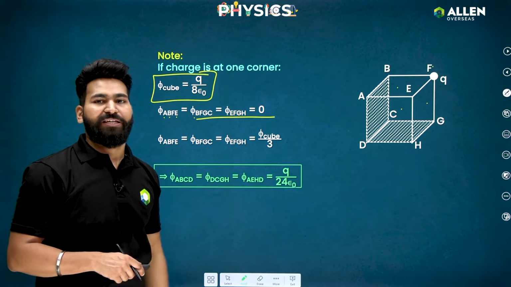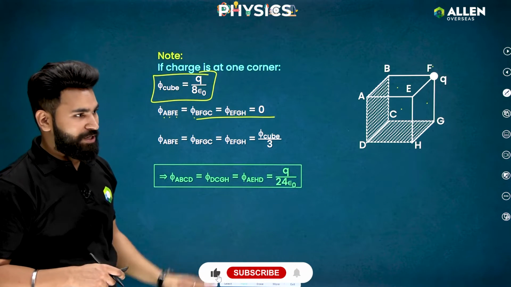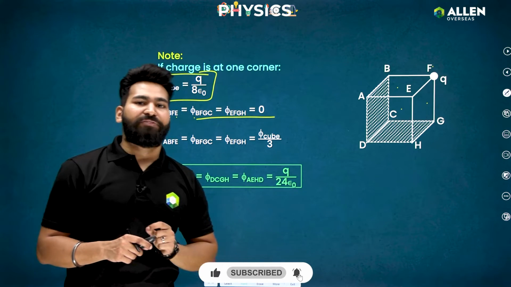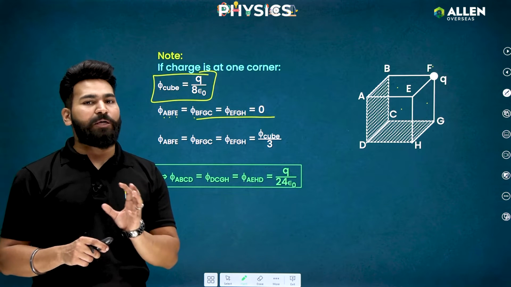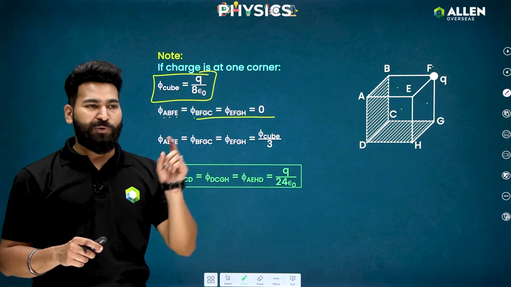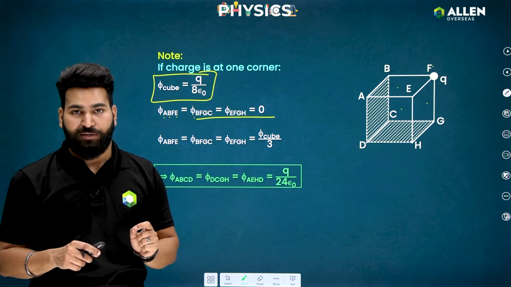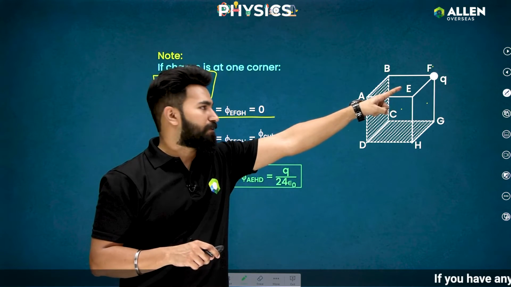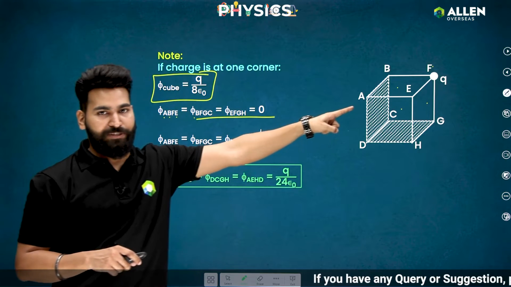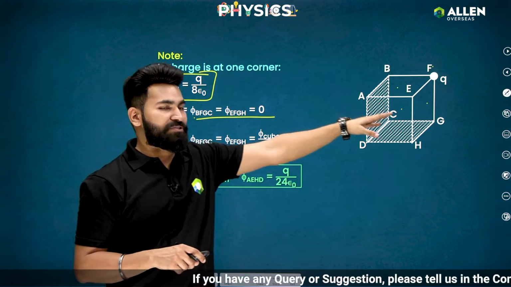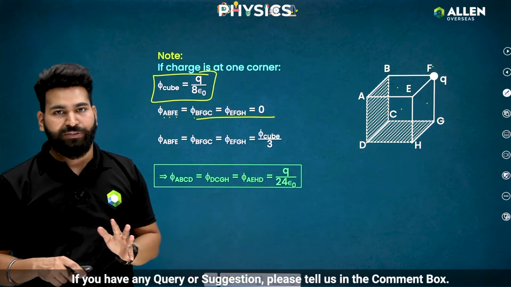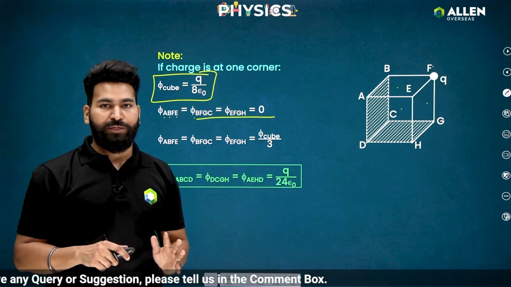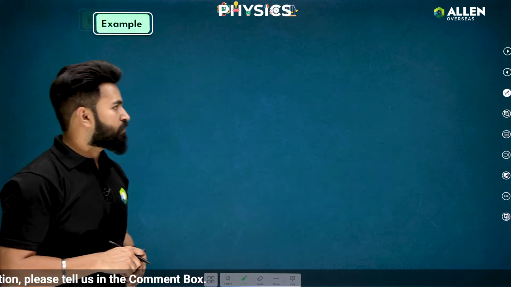So divide by 3 will be basically Q by 24 epsilon naught. You just have to take care of this thing, that the flux will be equally distributed among all the faces only and only if it is the symmetrical distribution. Just like over here, we do not have the symmetric distribution, so the flux was not equally distributed among all the faces. You can see out of 6, 3 of the faces have 0 flux linked with them, and the remaining 3 have the equal distribution. So take care of that.